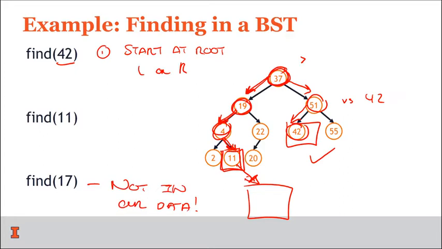Once we've gone one path through the tree, following the rules every step of the way, if we reach the end and we haven't found the data, we know for a fact that that data is not in our data structure, even though we haven't searched the entire tree.